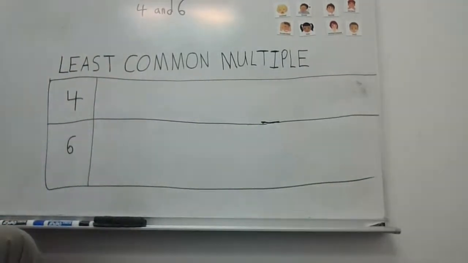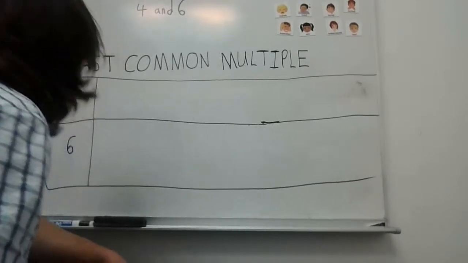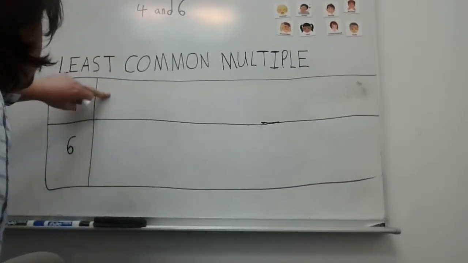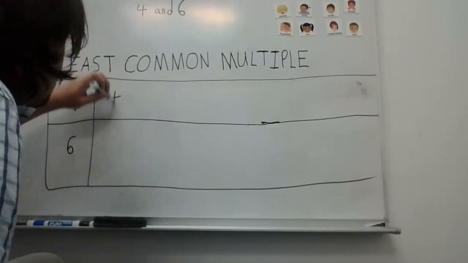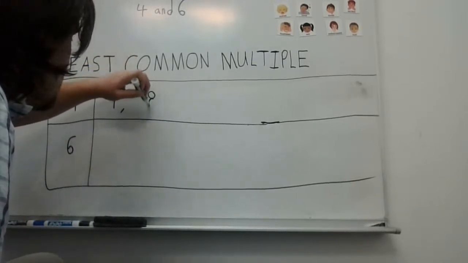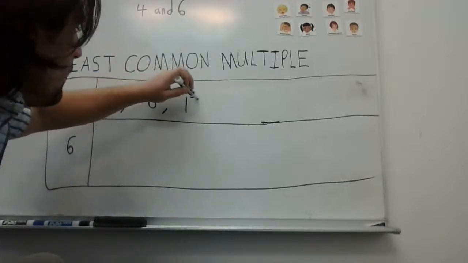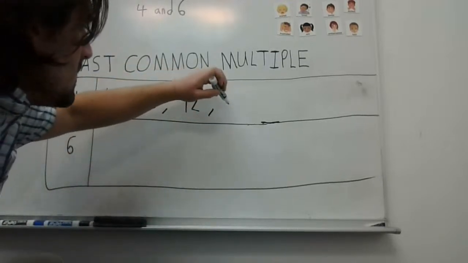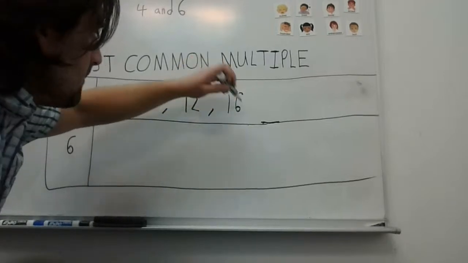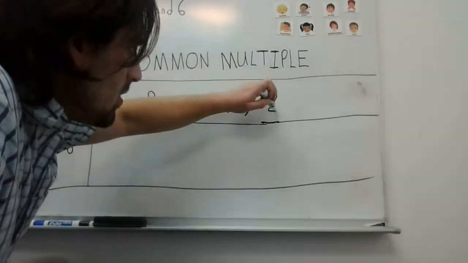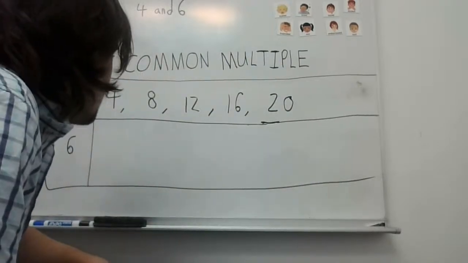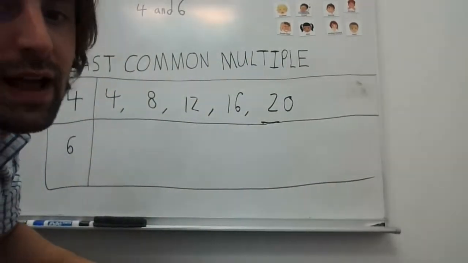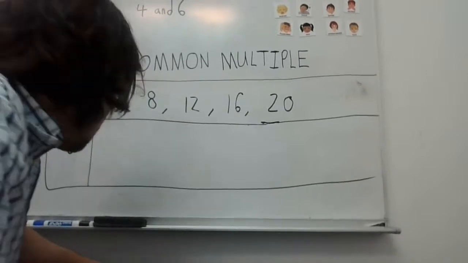So multiples of 4. So I am going to skip count by 4. I'm going to write the first 5 multiples of 4. So 4, 8, 12, 16, 20. All right, so that's the first 5 multiples of 4. Now I am going to do multiples of 6.